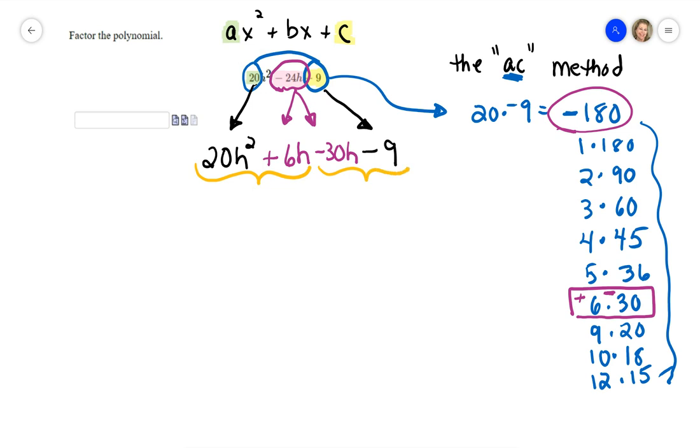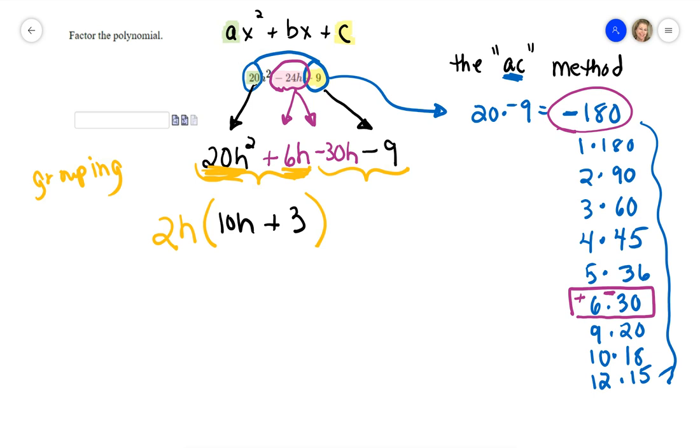So everything I did in the beginning was the AC method, but once I have put in those middle terms, the two outsides and insides, I'm just going to use grouping now. I'm going to factor by grouping. You're going to put them in groups of 2 and factor out a greatest common factor. So from the 20h squared and the 6h, I can factor a 2 and an h from both of those. And when I do, I'm going to get a 10h plus 3. I'm just doing greatest common factoring at this point.